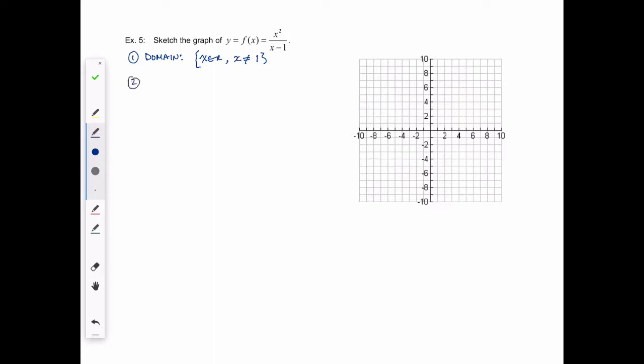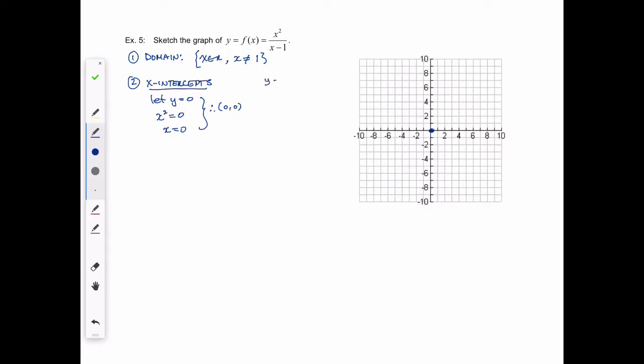The second thing I do is the x-intercepts. For the x-intercepts, I'm going to let y equal 0. And when I do that, the denominator really has no impact on a cross multiply. So what's going to happen is I have x squared is equal to 0, or x is equal to 0. So I can graph that. So the x-intercept is 0, 0. And so I'm putting therefore 0, 0.